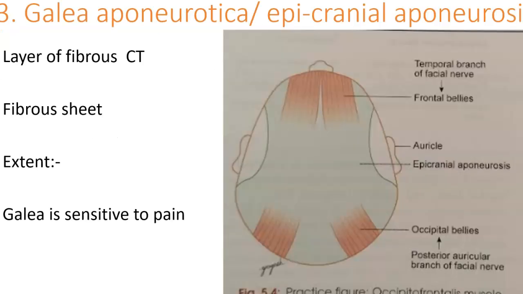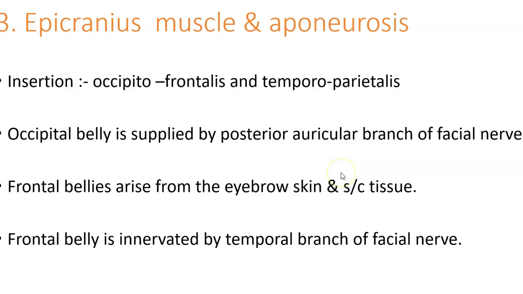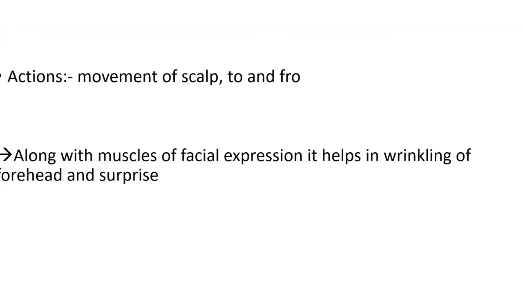Next layer is the galea aponeurotica or epicranial aponeurosis. The importance of this layer is that it is sensitive to pain. This layer consists of 2 muscles: anteriorly you have the occipitofrontalis, and posteriorly you have the temporoparietalis. These 2 muscle fibers are present anteriorly and posteriorly, and the aponeurosis forms this layer. What are the actions? They move the scalp in a to and fro direction.